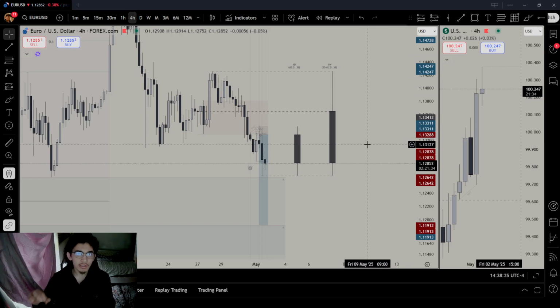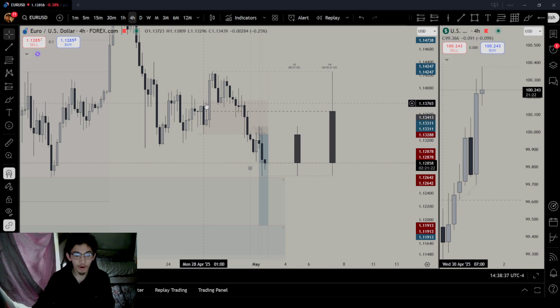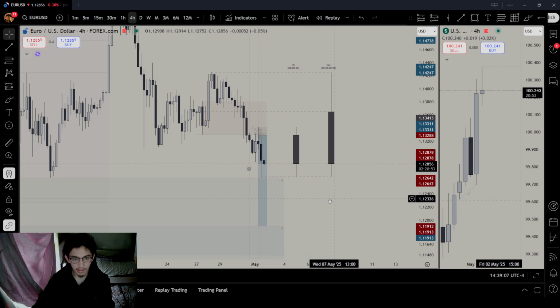The most overlooked ICT building block, slash PD array, slash IPDA, is the breaker block. Believe it or not, a lot of people overlook this concept because it's kind of hard to learn and harder to see in the market, because there are complicated instructions to it. All you need is a high, and this is going to be the last down candle that sweeps out the high. But you're going to close it below the wick, and eventually retap it and then go lower. That right there is a breaker block.